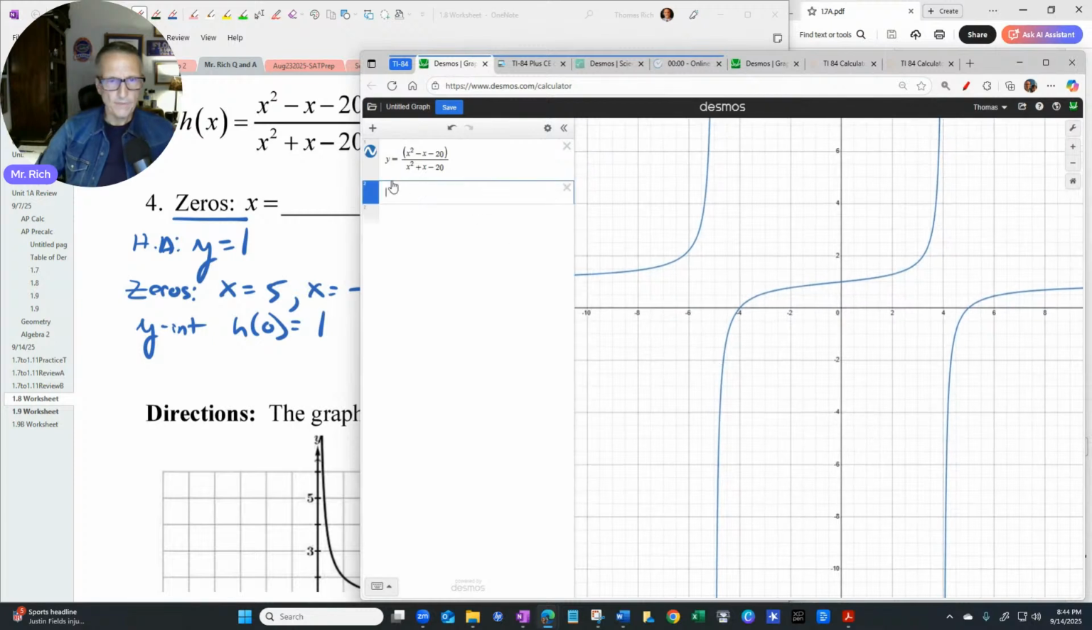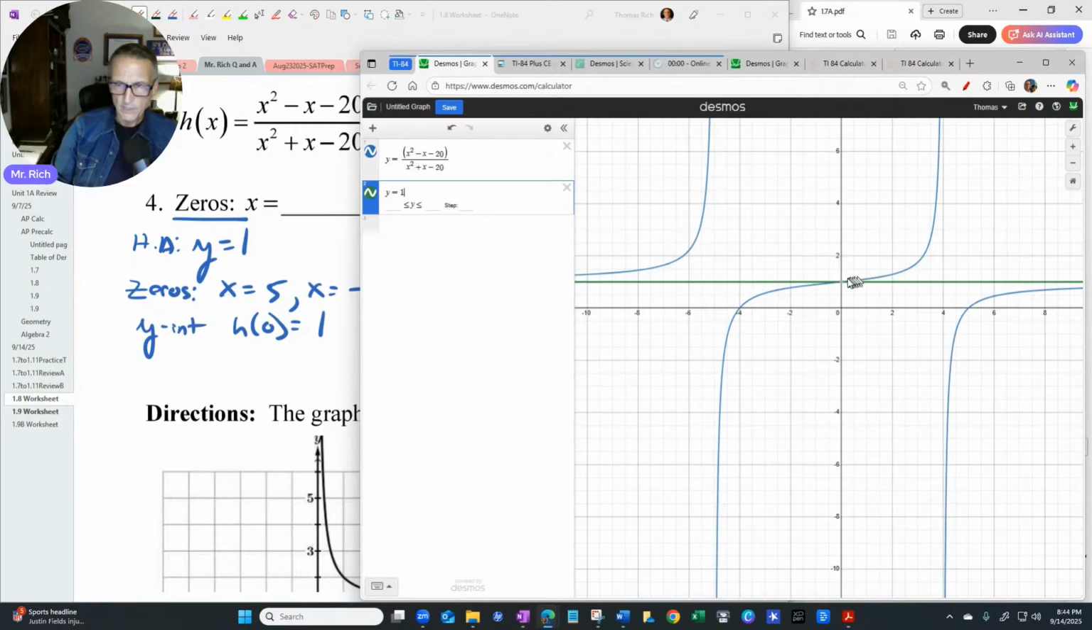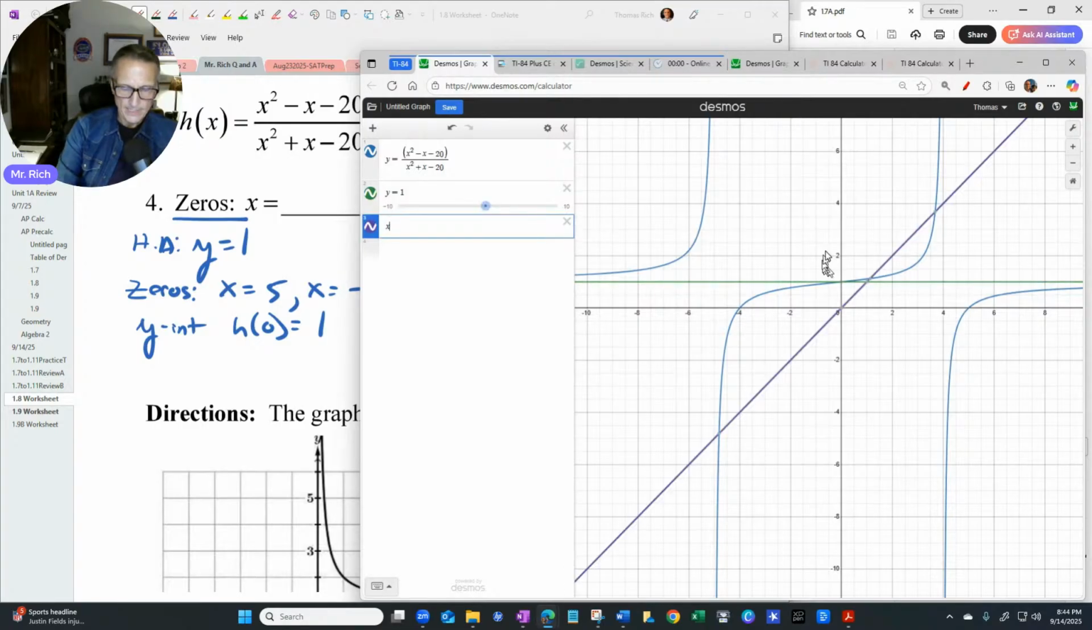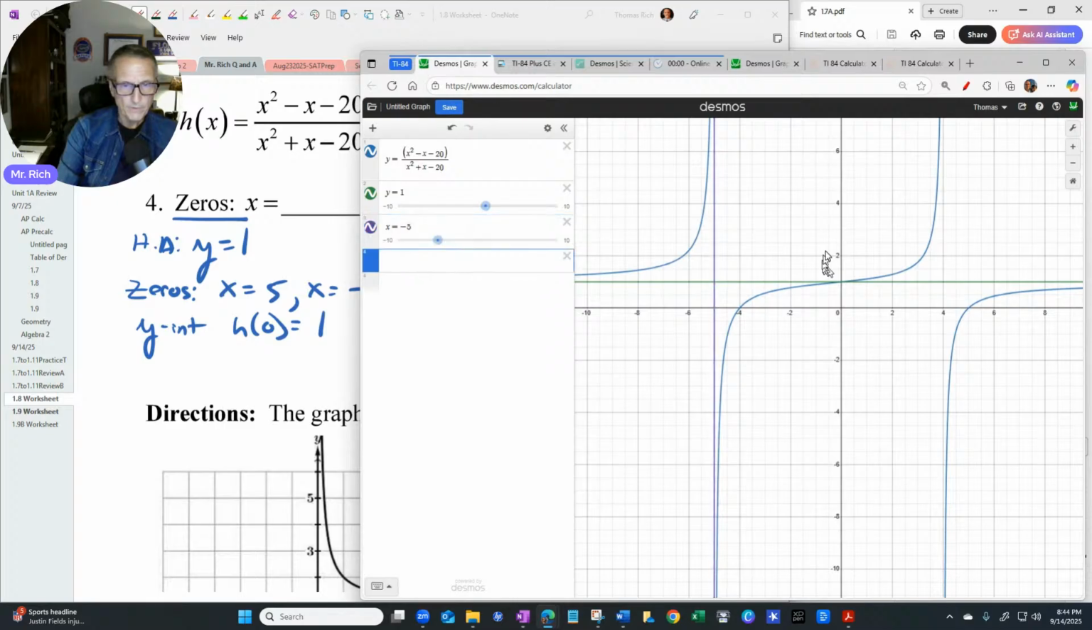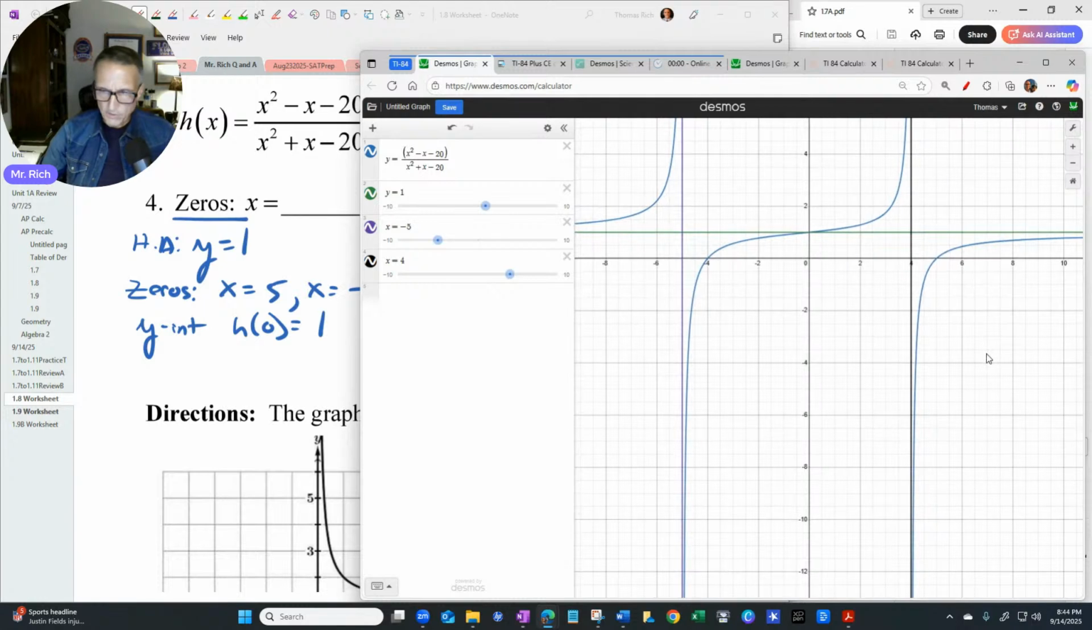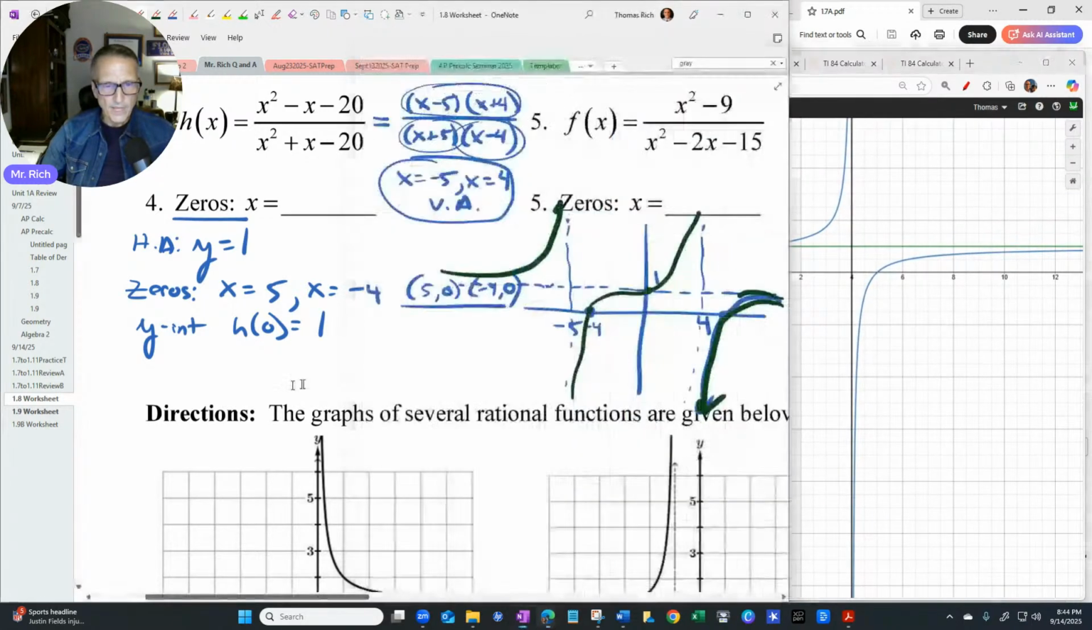So I'll draw the asymptotes. We said we had a horizontal at y equals 1, and sure enough, it crossed the horizontal asymptote right there at the y-intercept. And then we had these asymptotes we said at x equals -5, so I'll put that in just so we can see that asymptote there. And the other one was at x equals 4, I believe. Yes. So you can see the two vertical asymptotes, the horizontal asymptote. So that's a pretty accurate sketch as to what the behavior is of that function just based on analyzing it.